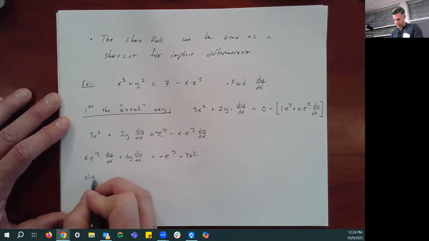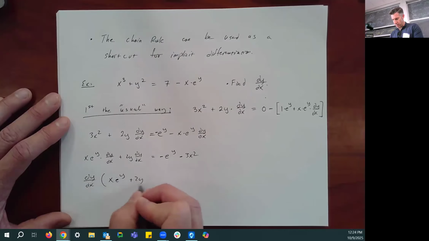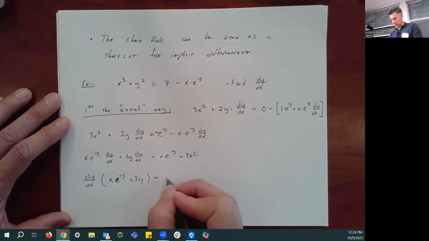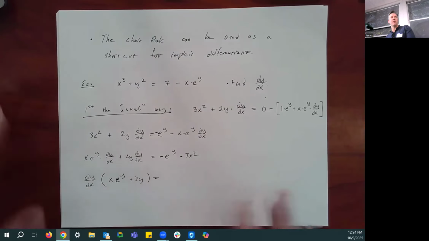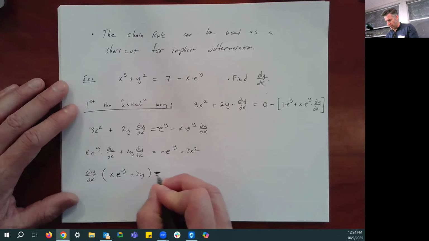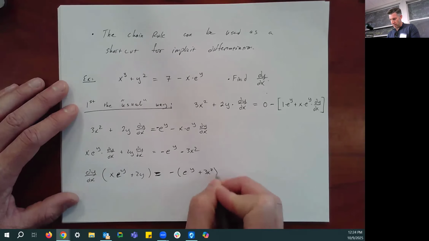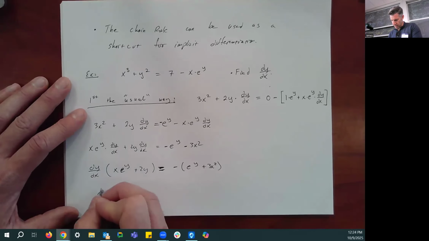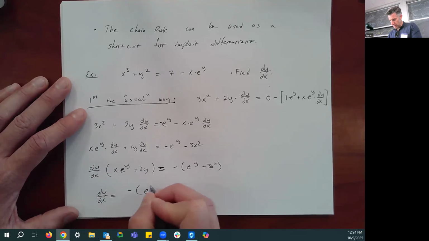Factor out the dy/dx. You're left with x e to the y plus 2y, still equal to the same. I'm going to do one extra thing on the right side. Normally you wouldn't need to do this, but I'm going to try to make something else more obvious in a minute. I'm going to factor out the minus sign on the right-hand side and have minus (e to the y plus 3x squared). And finally, divide by that and get dy/dx equal to negative (e to the y plus 3x squared) divided by (x e to the y plus 2y).